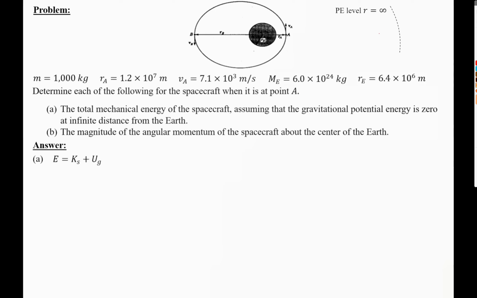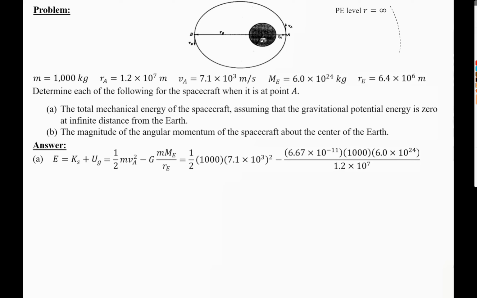Then we know that the mechanical energy is given by the kinetic energy of the spacecraft plus the gravitational potential energy. We're ignoring the kinetic energy of the Earth because we're assuming it is not moving. That would be half m VA squared minus G M E m over RE. We have all of these quantities. We replace them, and we will find that the mechanical energy is the following negative number.